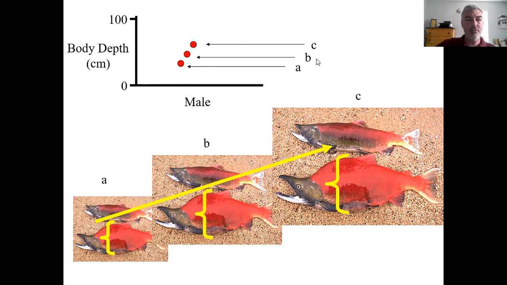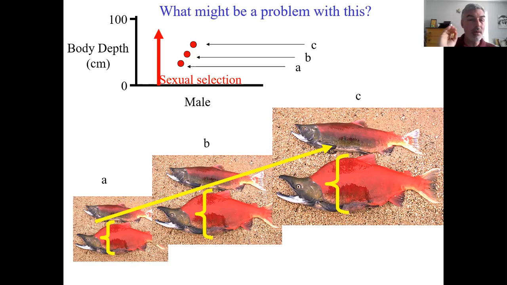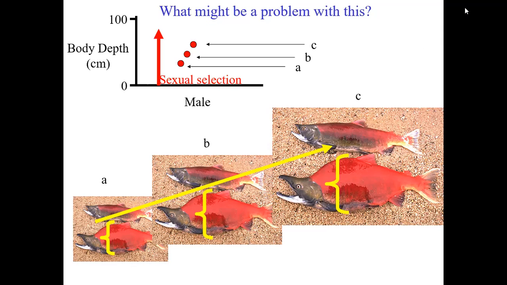So this would be my males, and this would be generation A, B, and C. And we're progressively getting deeper or taller backs with every generation based on sexual selection. Sexual selection is going to be unidirectional. It's going to be pushing one way. But where could there be a problem with this? Can you imagine that there would be a problem with this scenario? And I hope that you can. There should be a problem here.